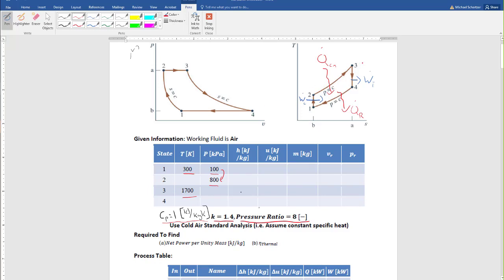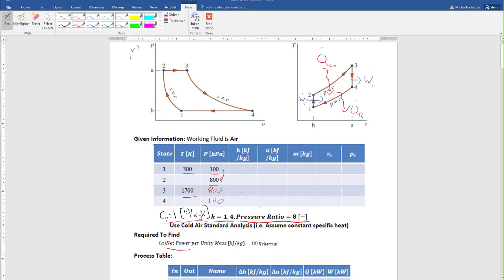We're also going to assume that this heat addition happens at constant pressure, and that the heat rejection happens at constant pressure too. Basically, this is going out to the atmosphere. This is coming in from the atmosphere. So that's the same pressure, 100. So I can just quickly fill out those pressures, even if I don't need them.